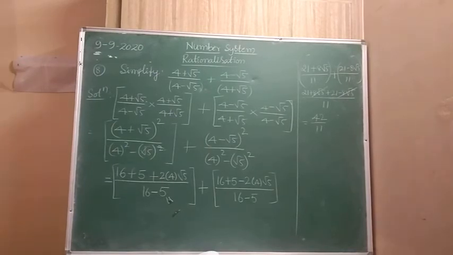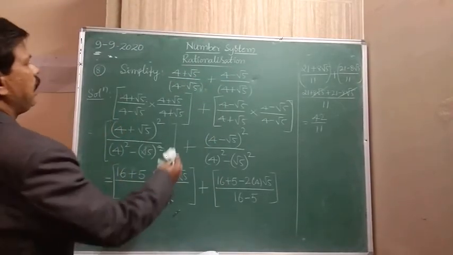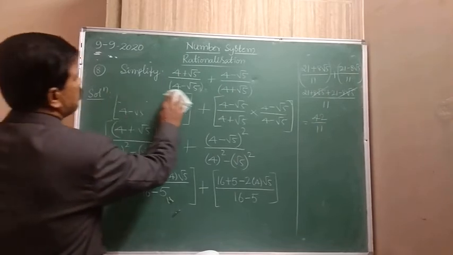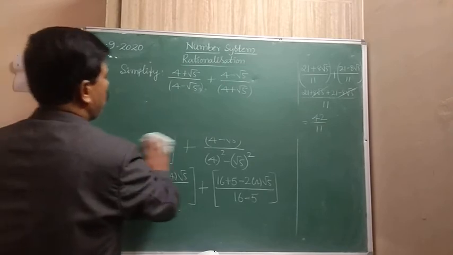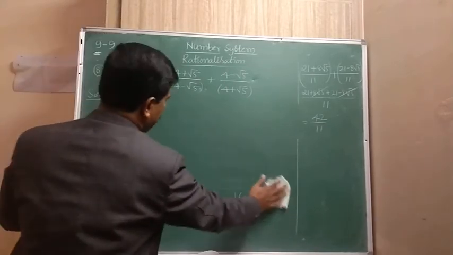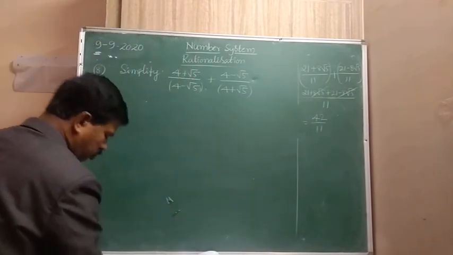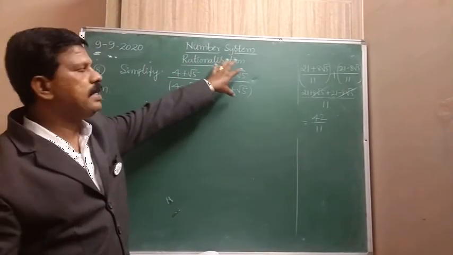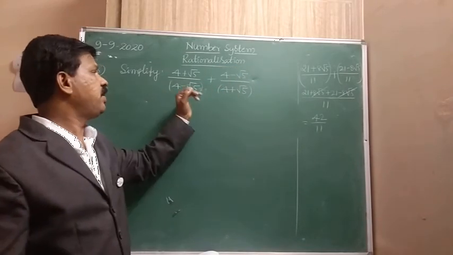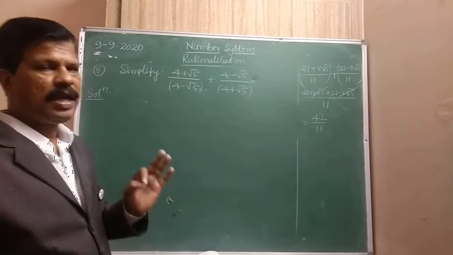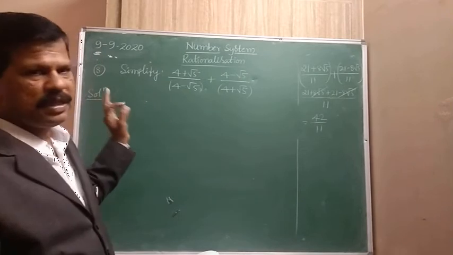Now in the second method, what I am doing is just see here. This is only when the denominators are the same with different signs. That means if the denominators in the given two problems, here this and this, have the same terms but different signs, that is, in the form of a plus b into a minus b, then only you can apply this method.